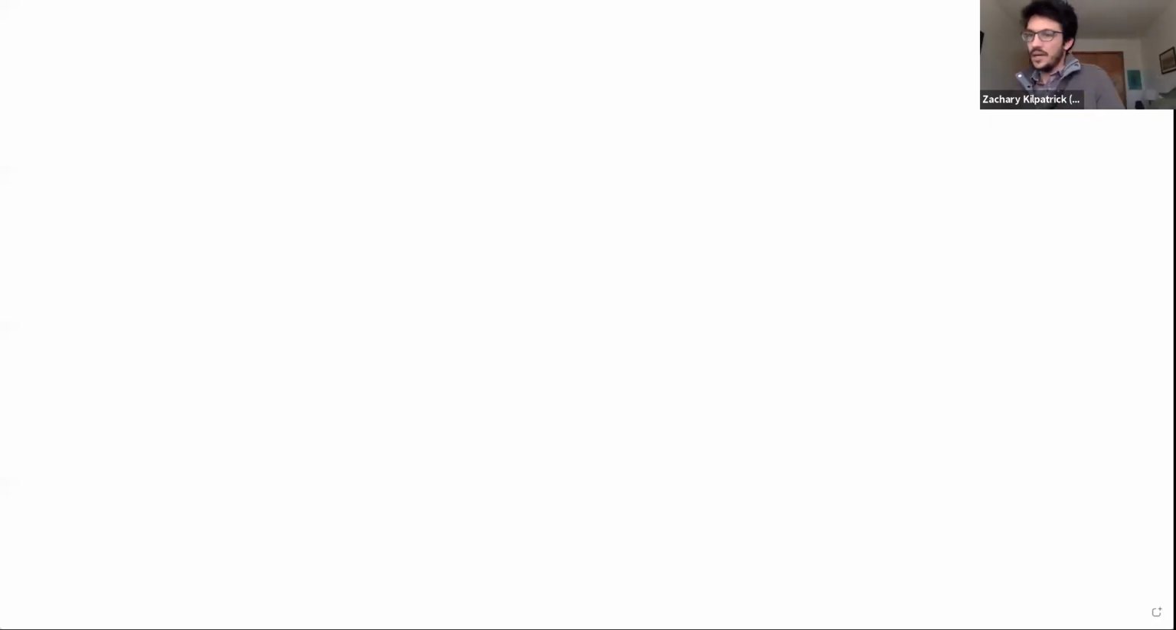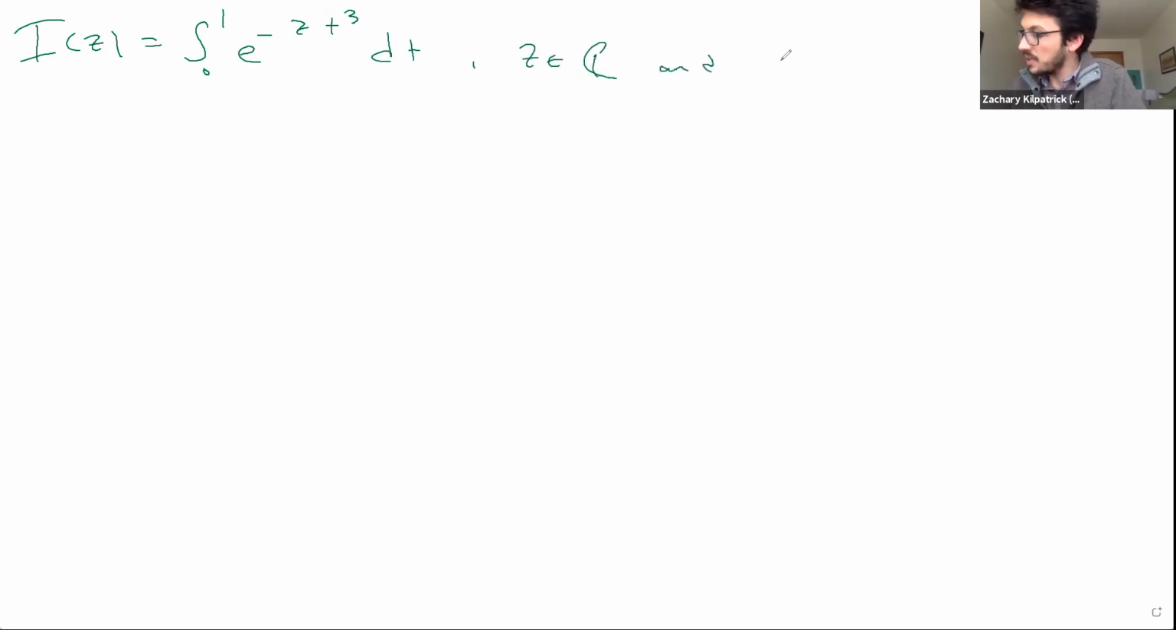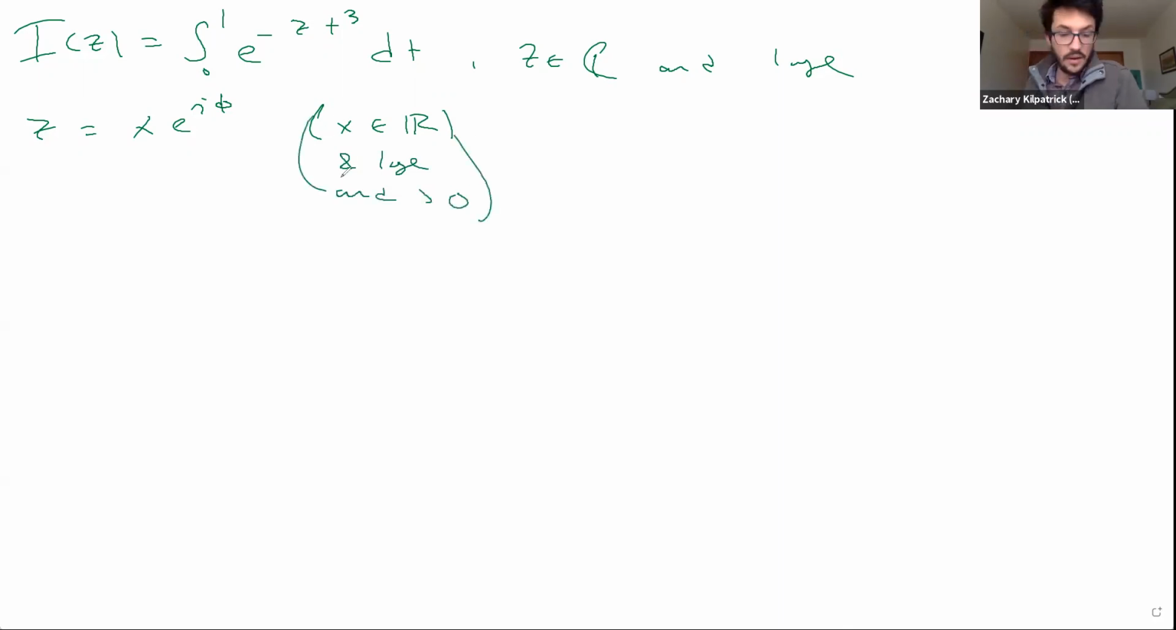Okay, let me try this integral again. So we're working with I of z equals the integral from 0 to 1 of e to the minus z t cubed dt. And we're taking z as complex and large, okay? So that means that z could be something like x e to the i phi, where x is real and large, and let's say positive, just to be clear.